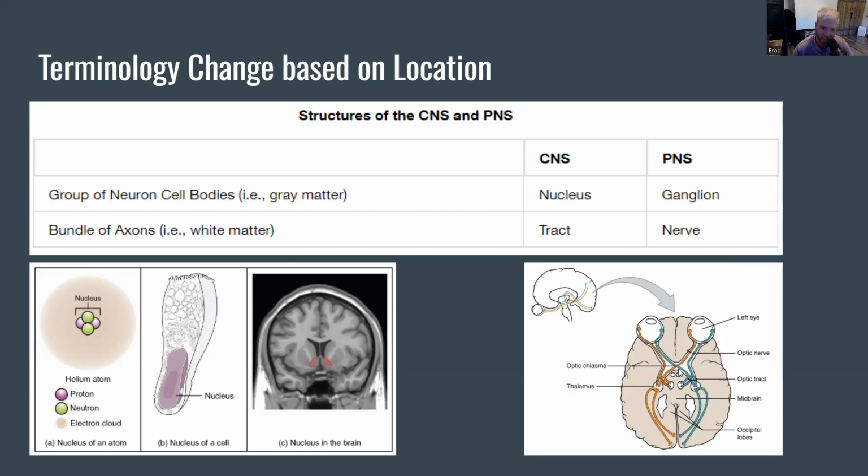So a taxi in America is a taxi. In London, it's called a lorry. So location dictates the term.